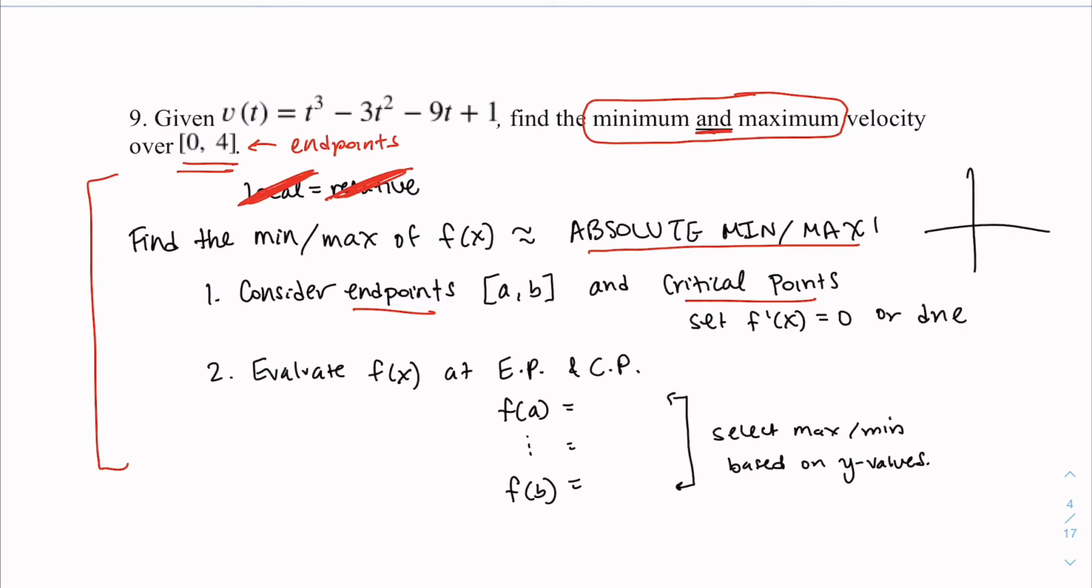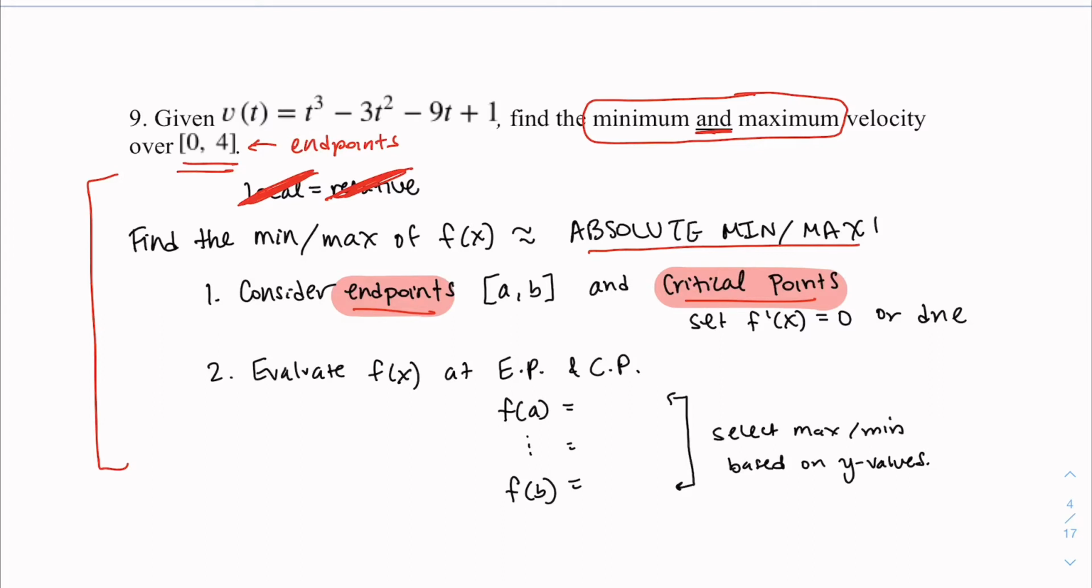Here's an example of where a max occurs where the slope doesn't exist. Boom, sharp corner. Or it could be where the slope equals 0. Boom, a min at the relative min. But like we said, it could also occur at the endpoints, so we consider all of those things. Okay, memorize this. We consider endpoints and critical points.